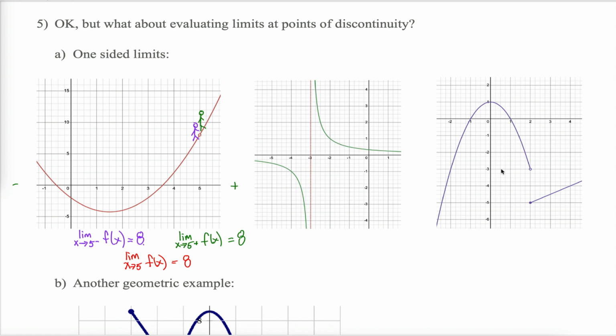However, if you compare that to this case over here, the limit as x approaches 2 from the negative side is talking about the height of this hiker somewhere over here, which appears to be getting really, really close to -3.